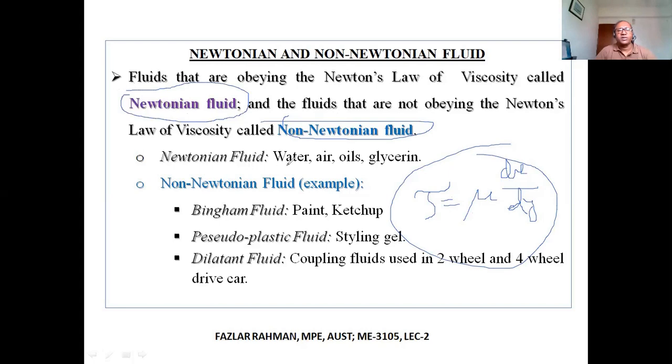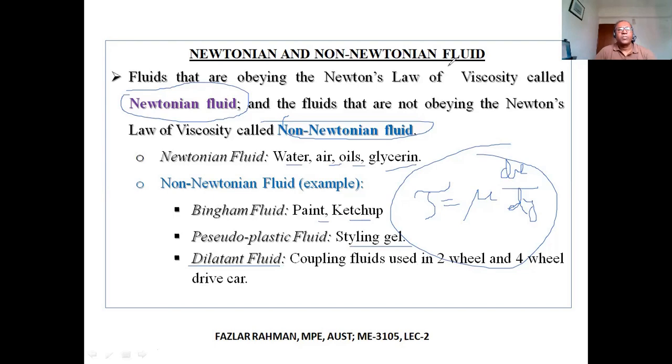And what are Newtonian fluids? You see water, air, oil, glycerin. They are examples of Newtonian fluid. But non-Newtonian fluids include Bingham fluids, like paint, ketchup, then blood. Those are non-Newtonian fluids. Another non-Newtonian fluid is called pseudoplastic fluid, like styling gel. Sometimes you use gel for styling the hair. Another is called dilatant fluid, like the gear oil used in four-wheel or two-wheel vehicles, which does not follow Newton's law of viscosity.